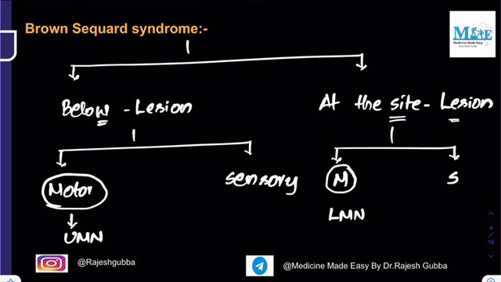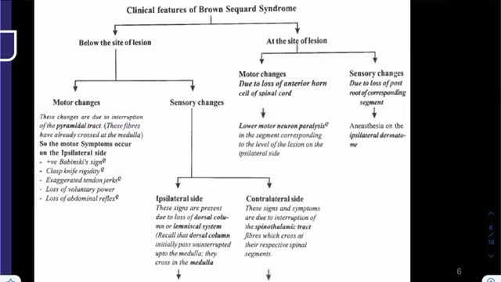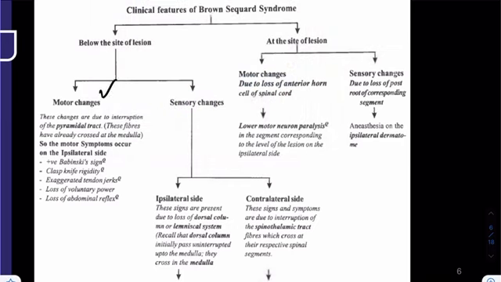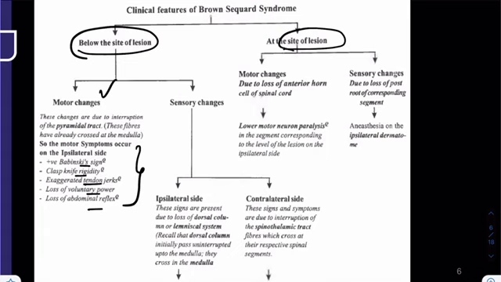So what will be those upper motor neuron signs? If you see this slide, in the motor changes below the site of lesion, the upper motor neuron signs include presence of Babinski sign, clasp knife rigidity, exaggerated deep tendon reflexes, loss of voluntary power, and loss of abdominal reflex. And at the site of lesion, what did we discuss? That will be lower motor neuron signs. There will be lower motor neuron paralysis in the segment corresponding to the level of lesion on the ipsilateral side. So that will be at the site of lesion.